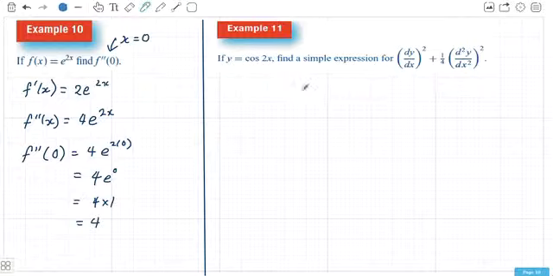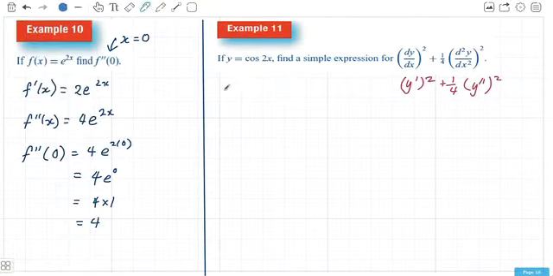Okay, the next one, example 11, you've got y equals cos 2x. Find the simple expression for (dy/dx) squared plus a quarter (d squared y/dx squared) squared. If you wanted to write that in a simpler way, this is (y dash) squared plus a quarter of (y double dash) squared. Looking at this, I'm obviously going to have to do y dash and y double dash, the first and second derivatives, then substitute them in and try to simplify that expression.